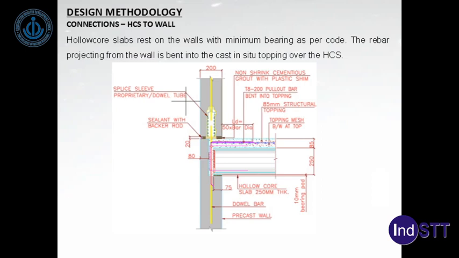The other connection is a hollow core slab to wall connection. The hollow core slabs rest on the walls with minimum bearing as per code, which is typically 75 mm. In special cases, it can be reduced though. The rebar projecting from the wall is bent into the cast in situ topping over the slab.